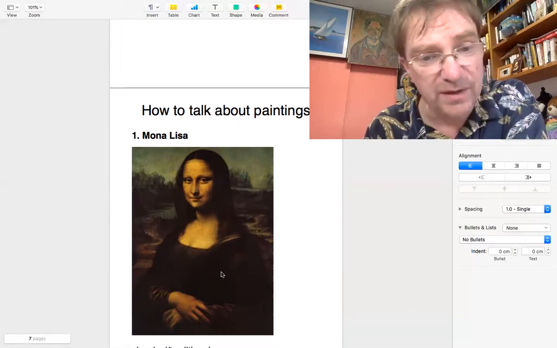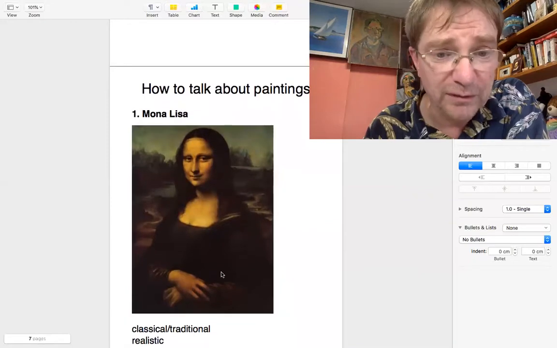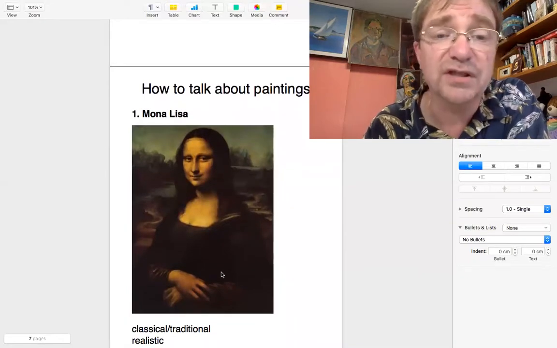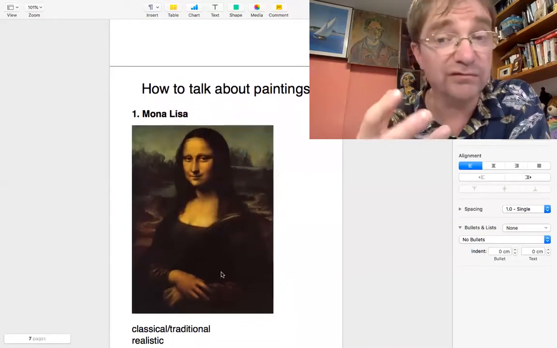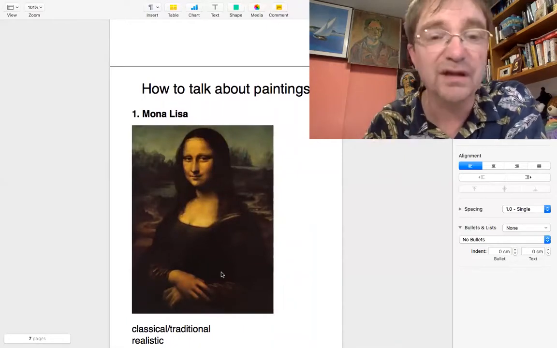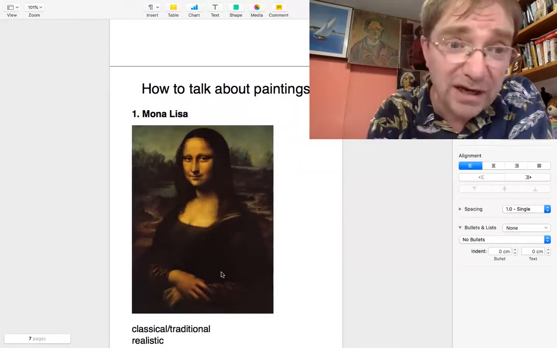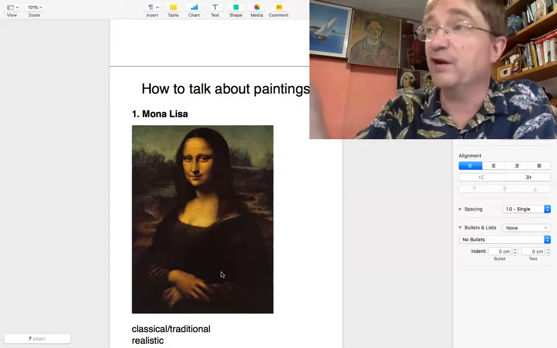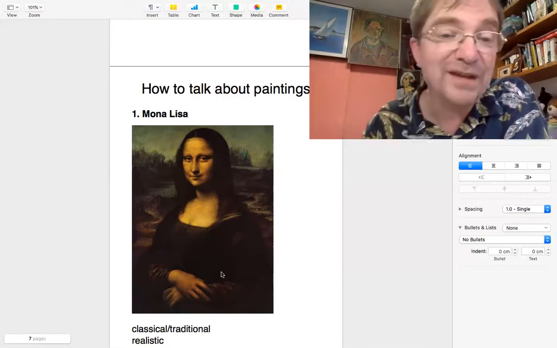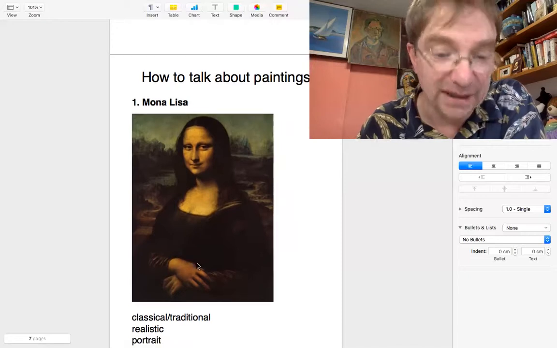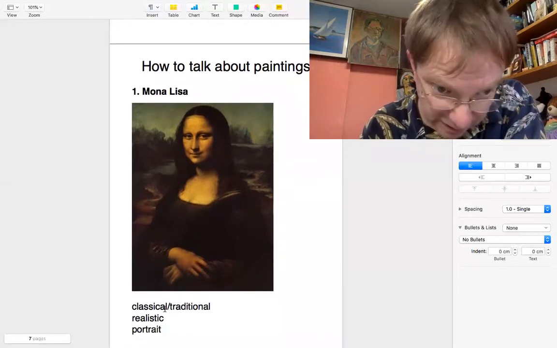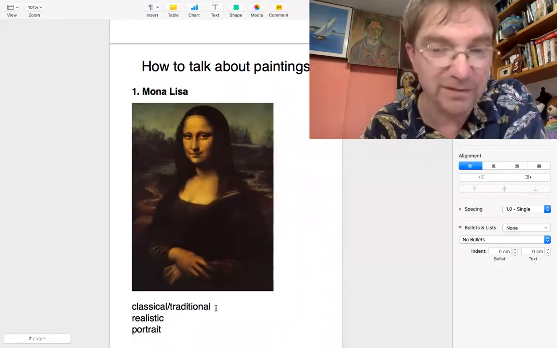What else can we say about this? Well, obviously it's a woman, right? We can see that, we know that. So I would say it's realistic. It looks real. Of course, it's a painting, but it really looks like a person. If this person was walking on the street, you could recognize her and say, "Hey, it's the Mona Lisa." So that means it's realistic. And I've written some words down here. It's classical or traditional. Well, it's old.